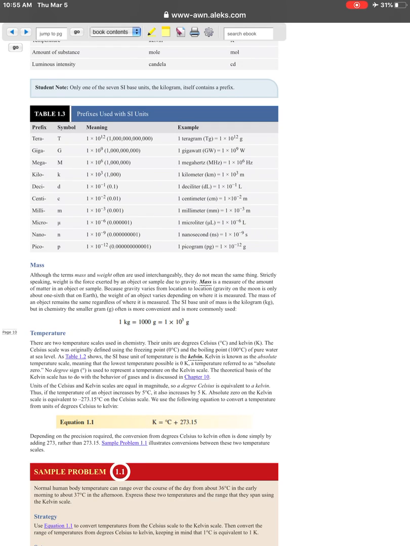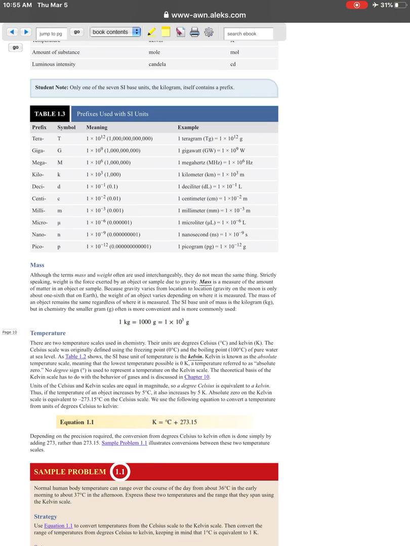Now let's talk about one type of measurement. One type of measurement is mass. So it says in here, although the terms mass and weight are often used interchangeably, and you'll notice that we do that in chemistry quite a bit. We will use the term mass when we really mean weight, and we will use the term weight when we really mean mass. It shouldn't be too big of an issue. Physicists are more strict about the meaning of that, but it tells you the difference here. They don't mean the same thing.